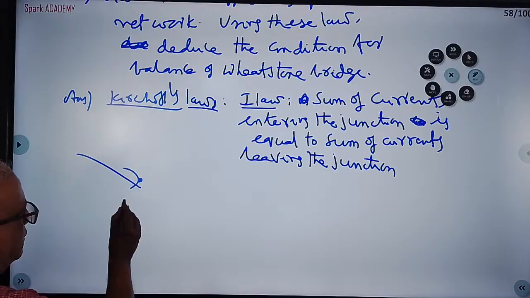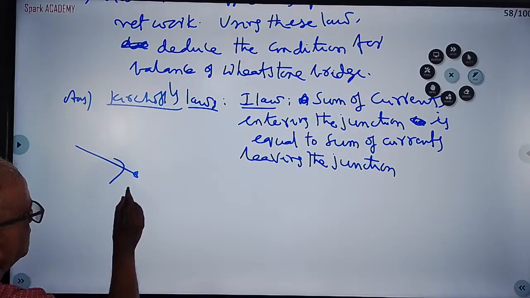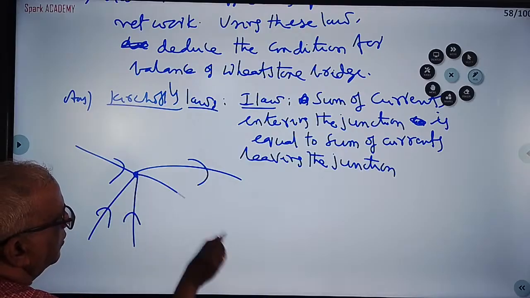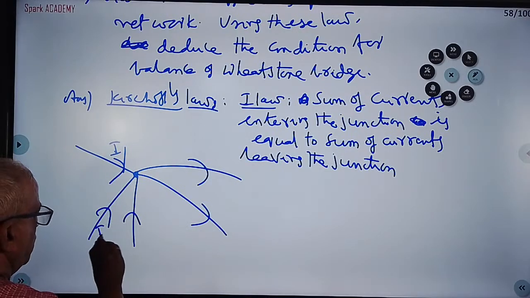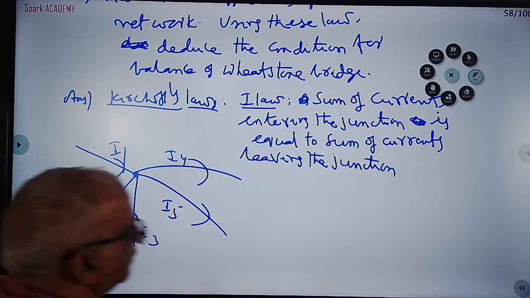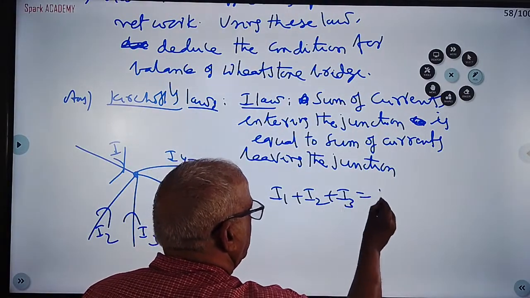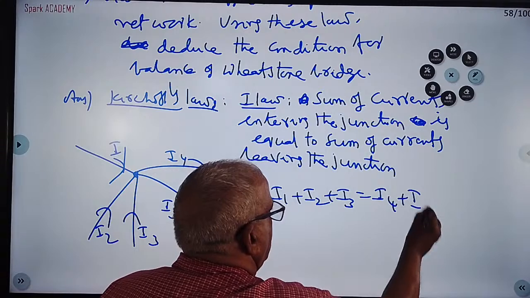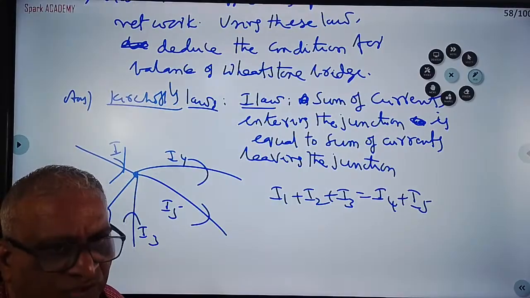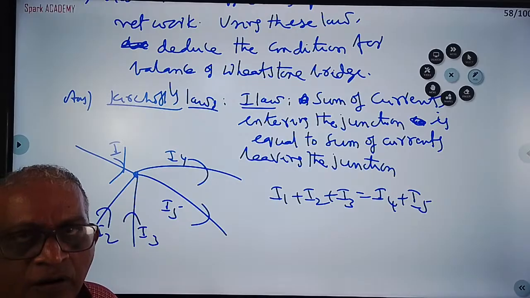Some currents are coming to the junction, some currents are leaving. For example, I1, I2, I3 are coming and I4, I5 are leaving. Therefore, I1 plus I2 plus I3 is nothing but I4 plus I5. The algebraic sum of the currents is 0: I1 plus I2 plus I3 minus I4 minus I5 is 0. This is called Kirchhoff's first law. It is according to the law of conservation of charge.